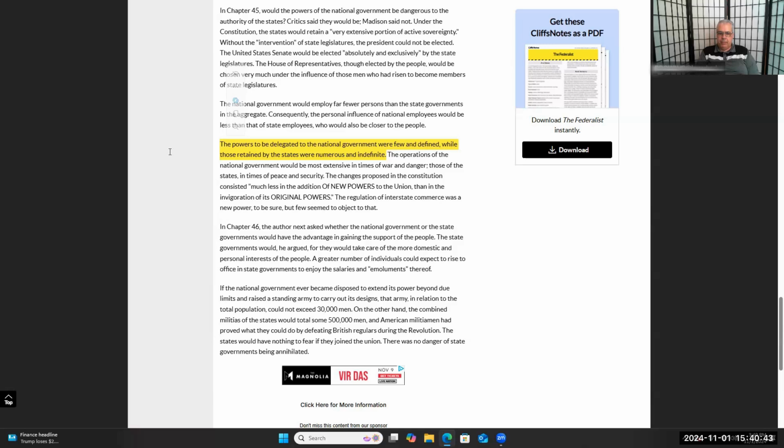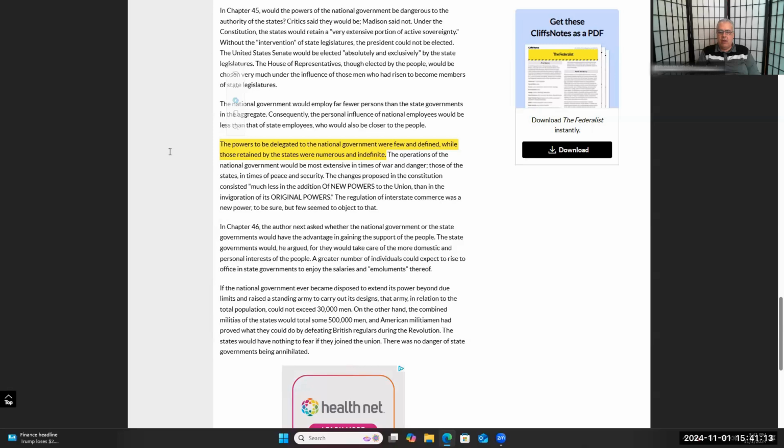But operations of the national government would be most extensive. So, you know, 9/11, when we were attacked, did George Bush go through Congress to get the troops authorized to go overseas? No, that was kind of an emergency situation. Some people think, oh, that's against the Constitution. He can't do that.